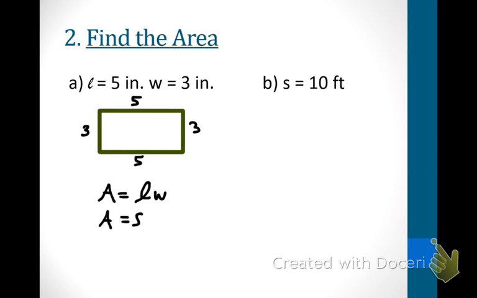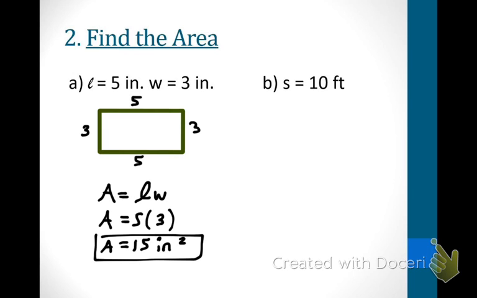A equals 5 times 3, and what's my answer? A equals 15 inches squared. Thank you for remembering that, because if you remember, whenever you're finding area, that's how many square inches is inside. It's not asking for the outside sum, it's asking for all the space that's inside of that rectangle, okay? So make sure every time that you have area, you're going to also make sure that you have squared whatever the units are.